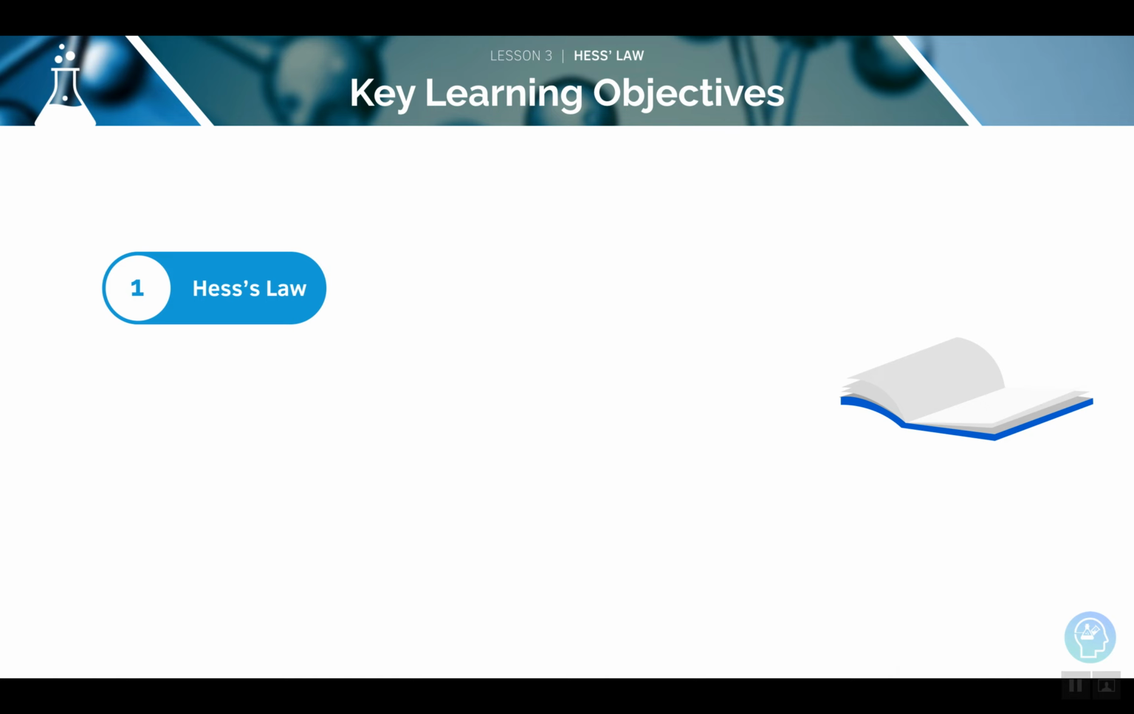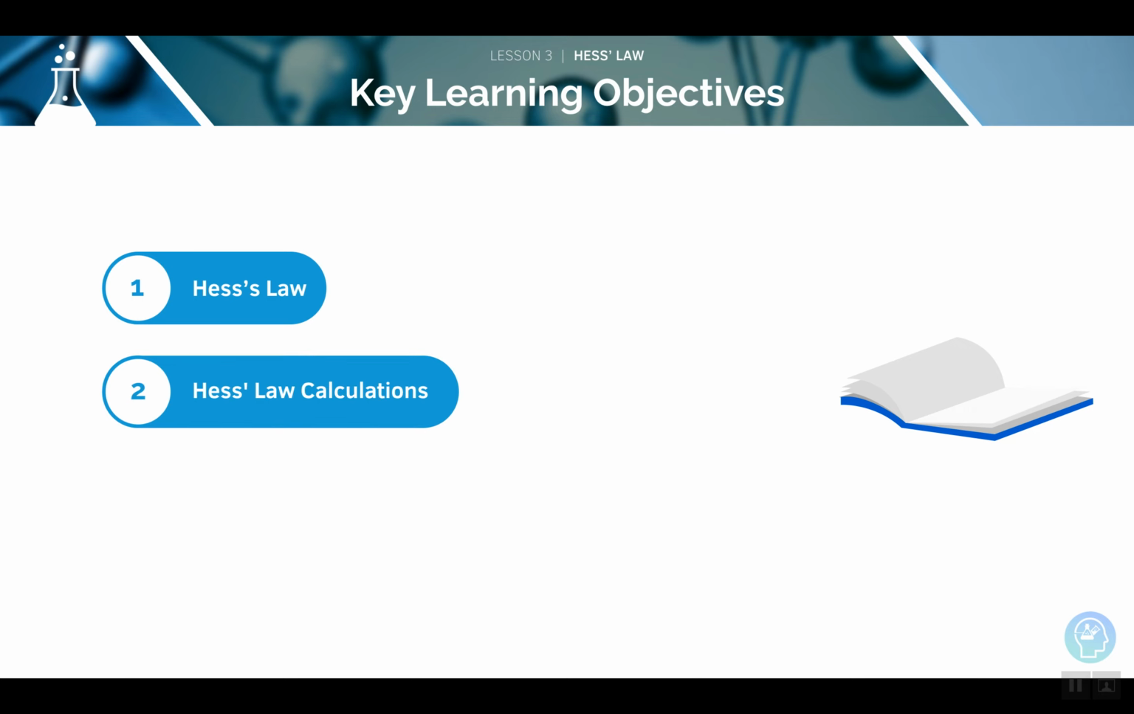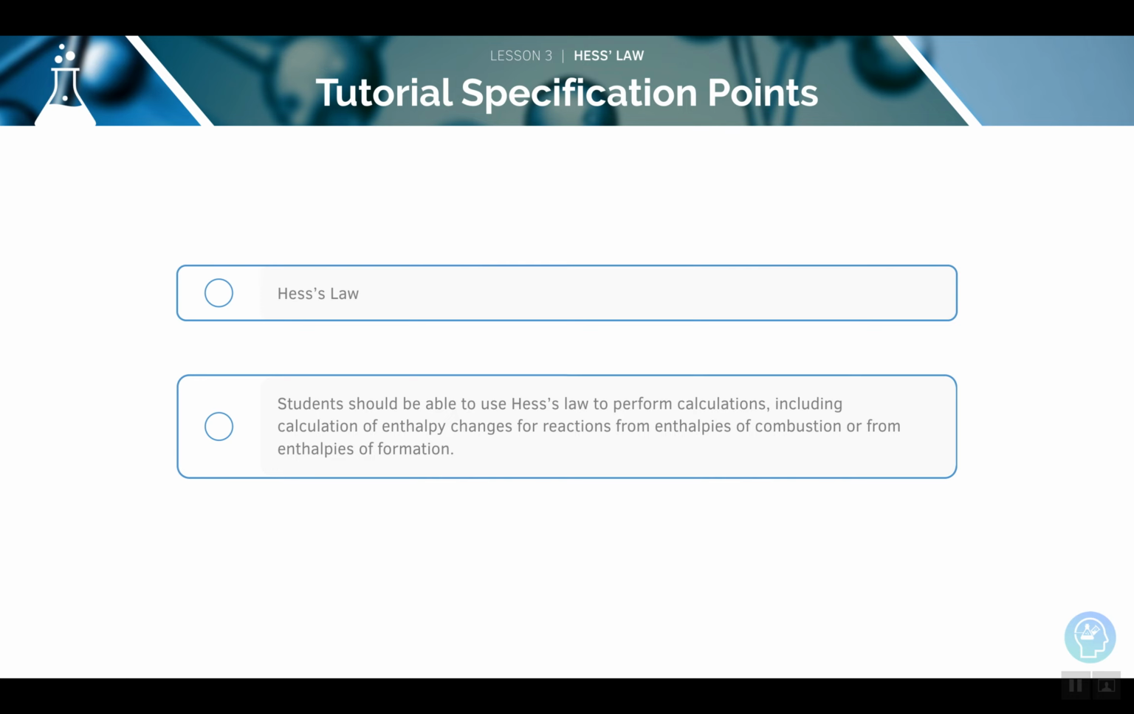Here are the key learning objectives for this session. First, we will look at Hess's law, and then we will look at Hess's law calculations. Here are the AQA specification points for this tutorial. Pause the video now to have a quick read through them before we begin.